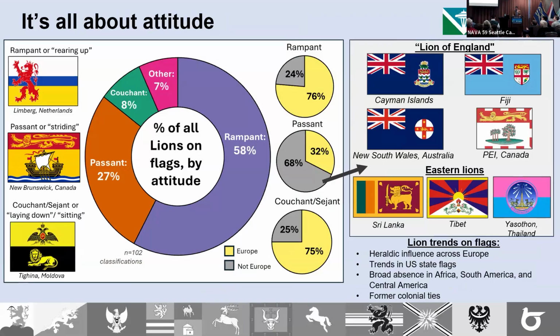Diving in, we can't talk about lions without talking about heraldry. Again, I'm not a heraldic expert by any stretch of the imagination, but I tried to dive a little bit deeper into that. So lions are obviously the most common animal. There are 171 individual lions that occur on 102 flags. 28% of all national flags have lions on them, and 17% of all regional flags do.